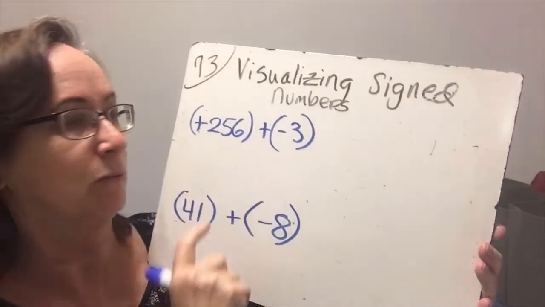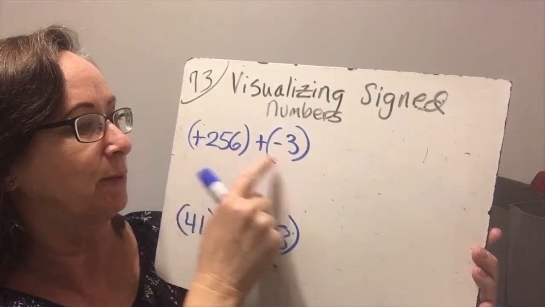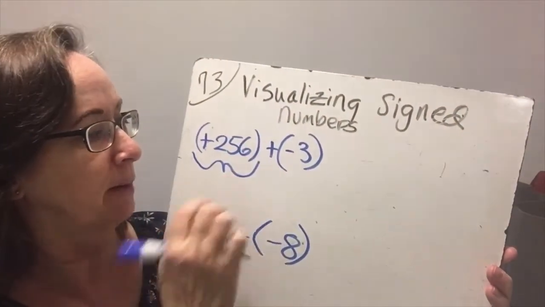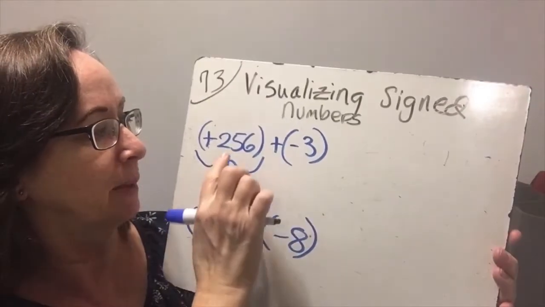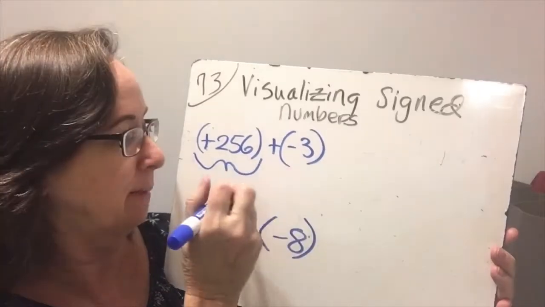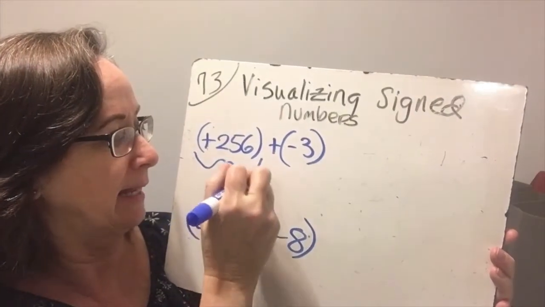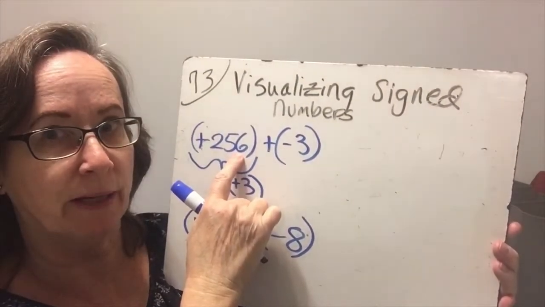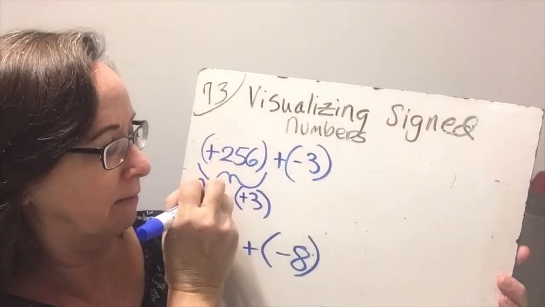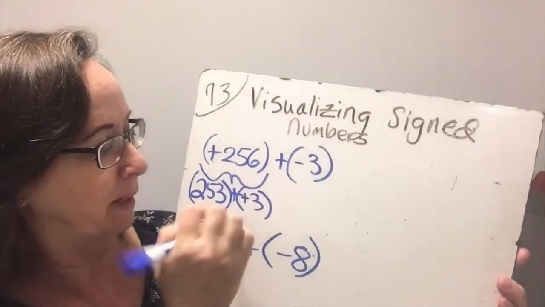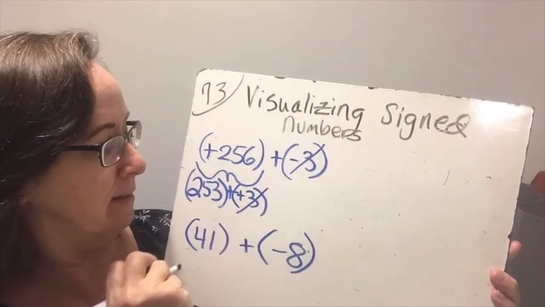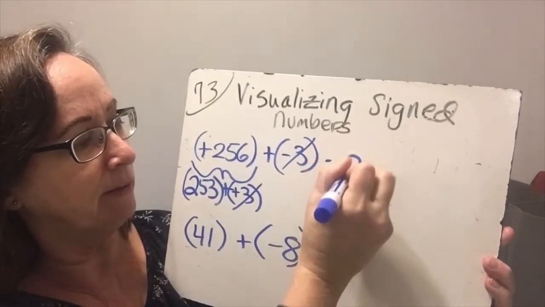Now we're going to do the same thing here. Since we have a plus and a minus, we're going to break up the larger number, the farther number from 0, and we're going to break it up into a +3 so that we'll have an opposite. And if we take the 3 away from the 6 here, we know the other number is 253. So 253 plus 3 is 256. So those cancel out, and we're left with 253.